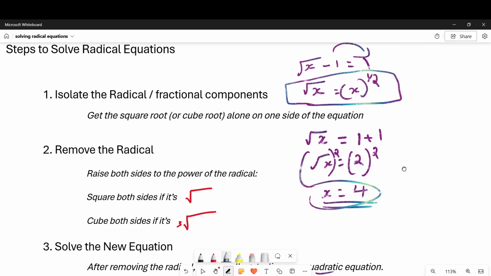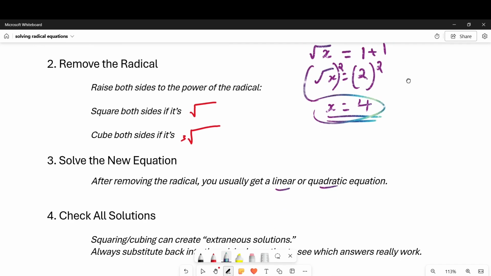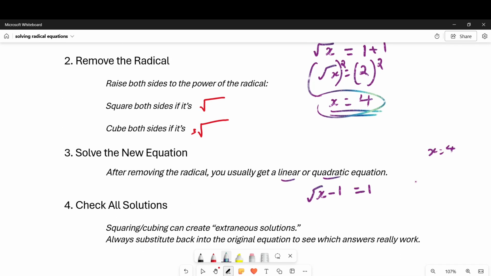But it said root of x minus 1 equal to 1. Apply x is equal to 4 here. So root of 4 minus 1 is equal to 1. What's the root of 4? It's 2. So 2 minus 1 is equal to 1. Yes, exactly, 2 minus 1 is 1, exactly matching. So x is equal to 4 is the correct answer. This is how we check our solutions.